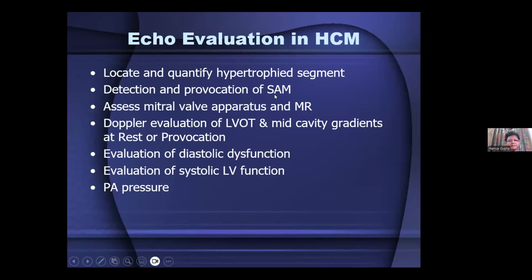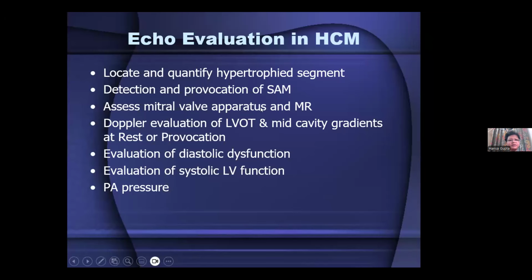Identify SAM, which is important for the treatment. And if you're not able to see the SAM, try to provoke it. How will you provoke? I'll let you know in the next few slides. Assess the mitral valve apparatus and see the severity of MR.